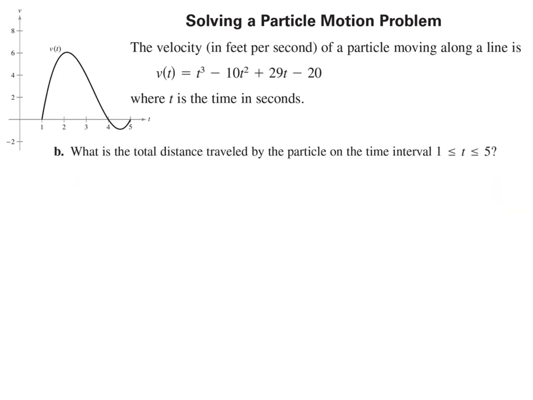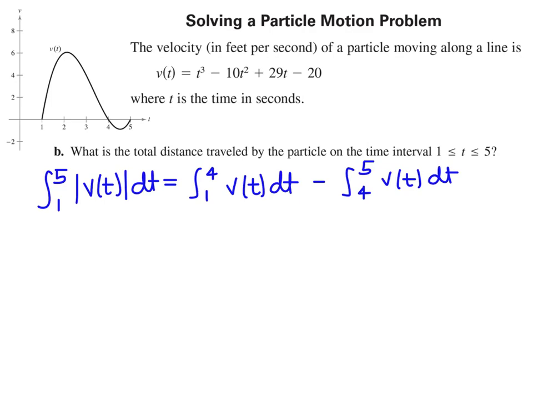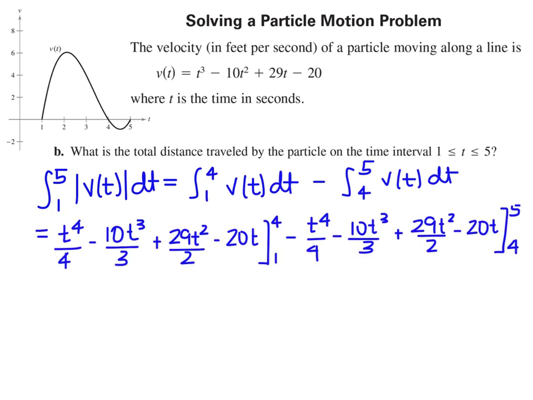So still sticking with the same problem, let's now find the total distance traveled by the particle on the same interval. Remember when we considered total distance traveled, we were talking about the absolute value here, and the graph is really nice because it tells me that from t equals 1 to t equals 4, that thing is positive. So I want that integral, and I want to subtract the distance from t equals 4 to 5 of that same equation for velocity. So same integral as before, right here and right here.